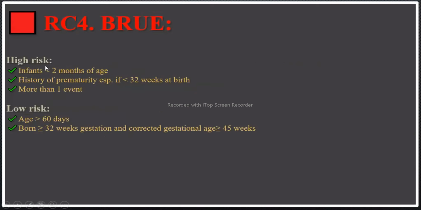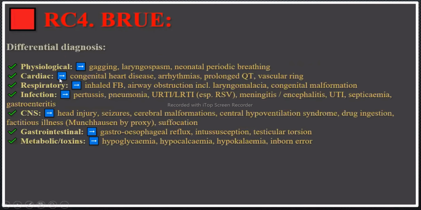So when to say high risk: infants less than 2 months of age, history of prematurity, especially if less than 32 weeks, more than one event. Low risk if the patient's age is more than 60 days and born more than 32 weeks gestation. Differential diagnosis: you have to think about physiological causes, maybe gagging or laryngospasm or neonatal periodic breathing.